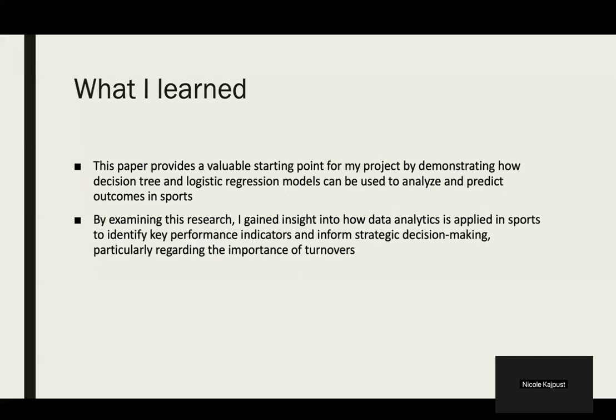What I learned from this paper is that it will provide a valuable starting point for my project by demonstrating how decision tree and logistic regression models can be used to analyze and predict outcomes in sports. By examining this research, I gained insight into how data analytics is applied in sports to identify key performance indicators and inform strategic decision making, particularly regarding the importance of turnovers.